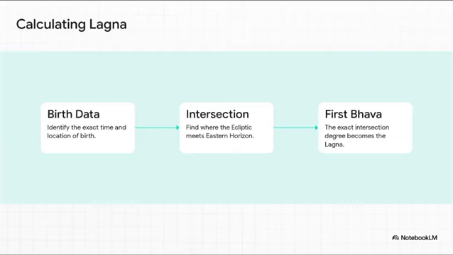So how exactly do we lock that massive macro sky into a personal micro chart? Well, first, you absolutely need the precise time, date, and geographic coordinates of birth. Next, you have to mathematically calculate exactly where the Krantivrita, the ecliptic path of the sun, intersects with the Kshatijvrita, the eastern horizon from that specific geographic location. The precise degree of that intersection at the very moment of the first breath becomes the lagna, the first bhava. That single degree anchors the entire 12-house system.